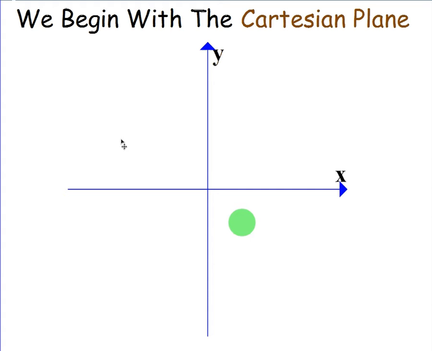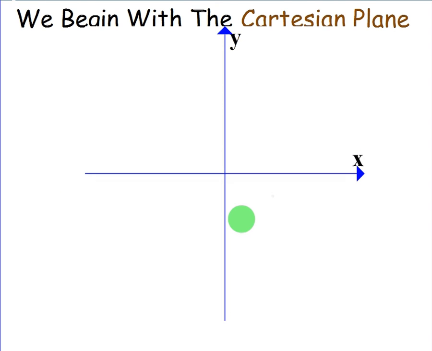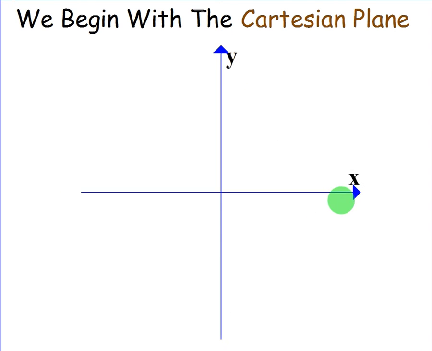Talk about the unit circle. First of all, we begin with the Cartesian plane. So the Cartesian plane just means graph. It's a fancy word named after René Descartes, who was a French mathematician. So it has an x and a y axis. Everybody familiar with that?